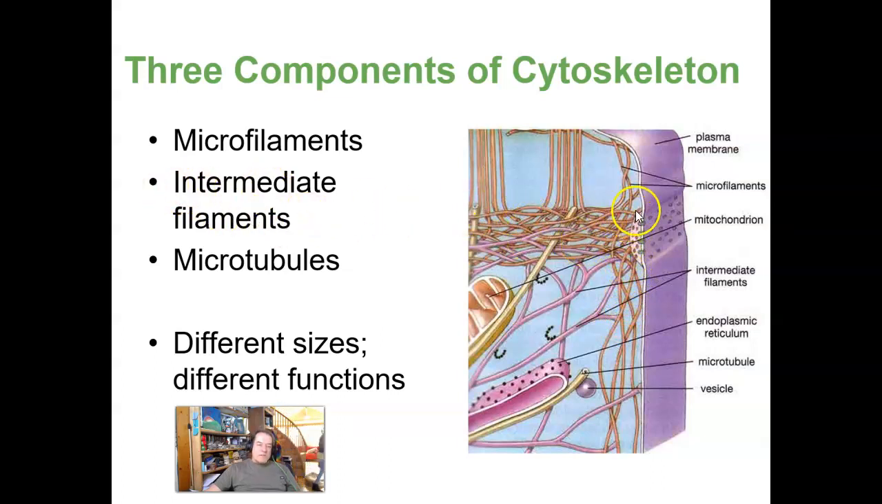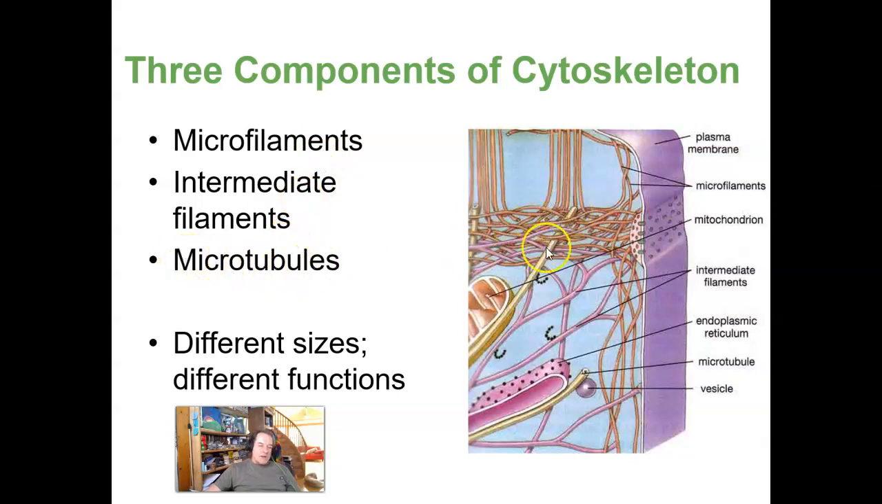Intermediate filaments, these are the ones primarily attached to this joint right here called a desmosome. Intermediate filaments are made out of structural proteins. They hold things in position and give cells structural strength. They make it harder for the cell to be ripped apart. The microfilaments are primarily involved in moving things locally at a short distance inside a cell.